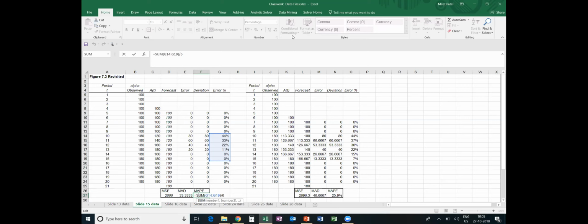Now, while Meet's screen is open, you could mute yourself if noise continues, but I want someone else to comment on it. As you observe the MSE, MAD, and MAPE for the 4-week versus the 6-week moving averages, what do you notice? Who will jump in and tell me what you notice?